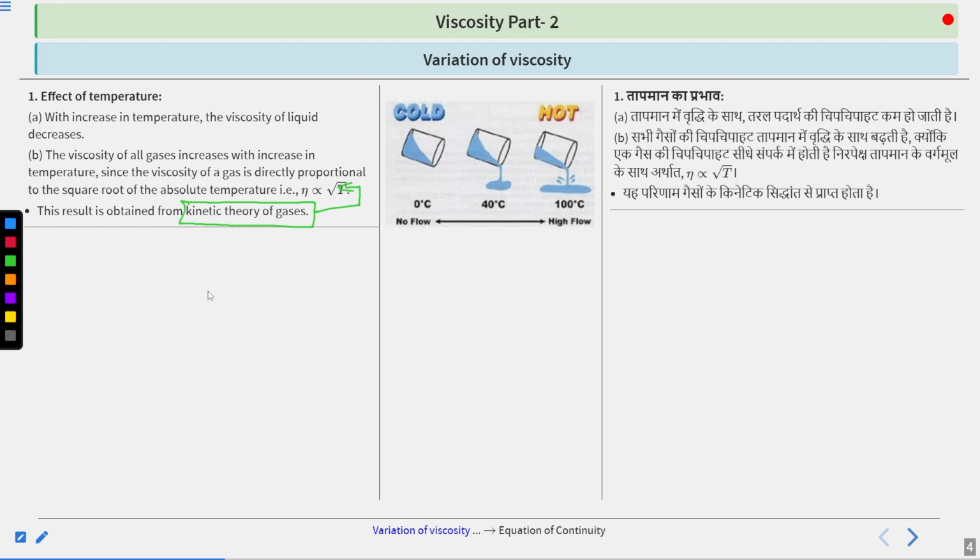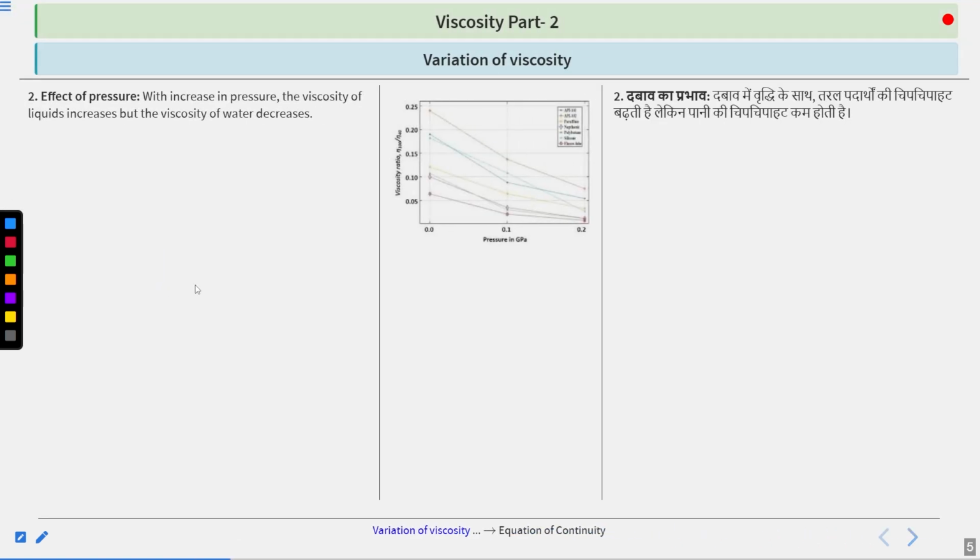Okay. Now, what is the effect of pressure? This is the second factor that gives the variation of viscosity. Okay, so with increase in pressure, the viscosity of liquid increases. Why? Because the pressure increases the intermolecular force, and the backward resisting force also gets increased. So because of this, the relative motion between the two different layers is continuously opposed or continuously decreasing. So with the increase in pressure, the viscosity of liquid also increases.